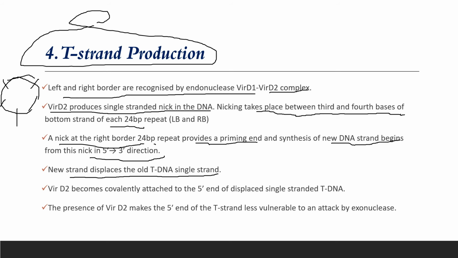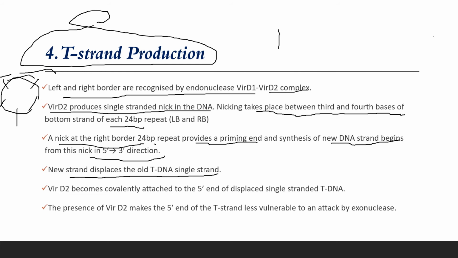I'll be explaining the entire process again. So the left and right borders are now recognized by the endonuclease virD1 and virD2 complex. Now virD2 produces a single-stranded nick in the DNA, so that a new DNA strand can be produced, which will help in the transfer process. So the nicking helps in the transfer process.